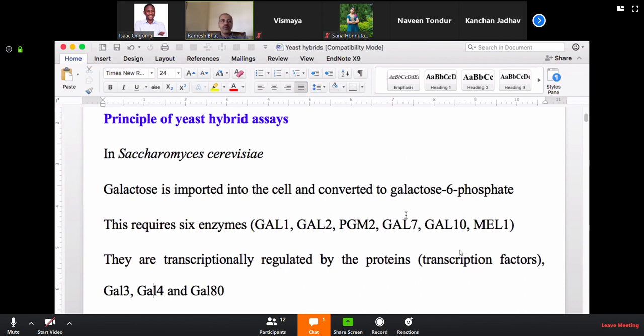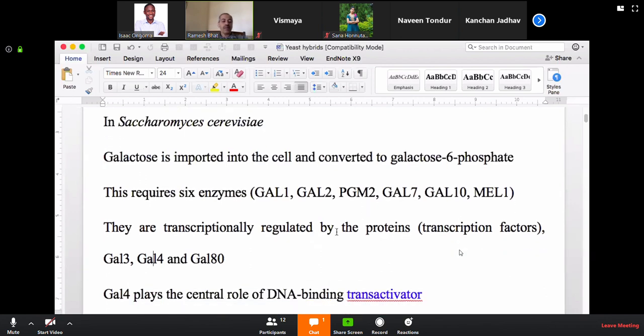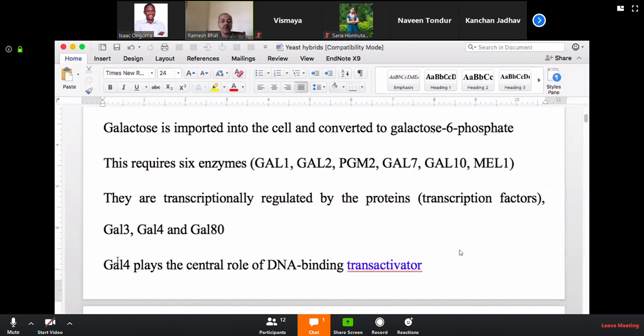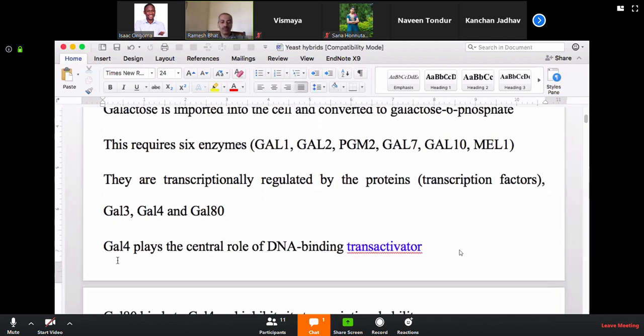Just recall the operon system. You know the operon system, right? An operon system has several structural genes governed by just one promoter. This is also almost the same case. These 6 genes are governed by only one promoter, but there are 3 different transcription factors. The most important is GAL4, the second is GAL80, and the third one is GAL3.